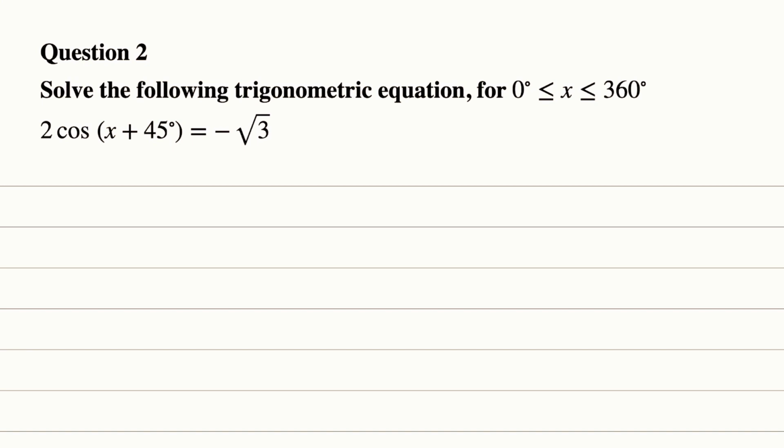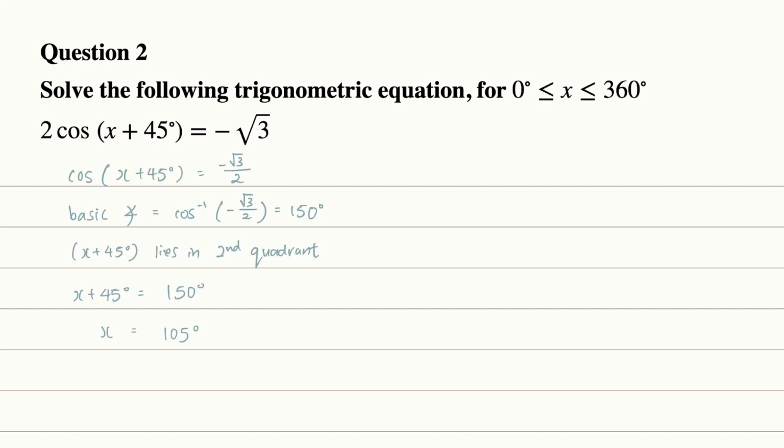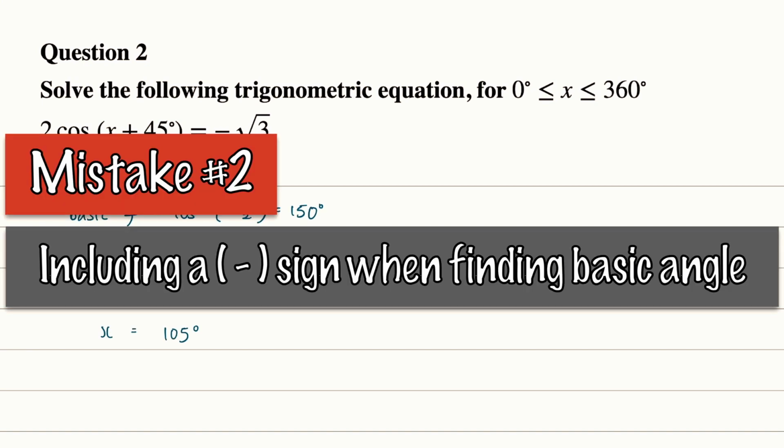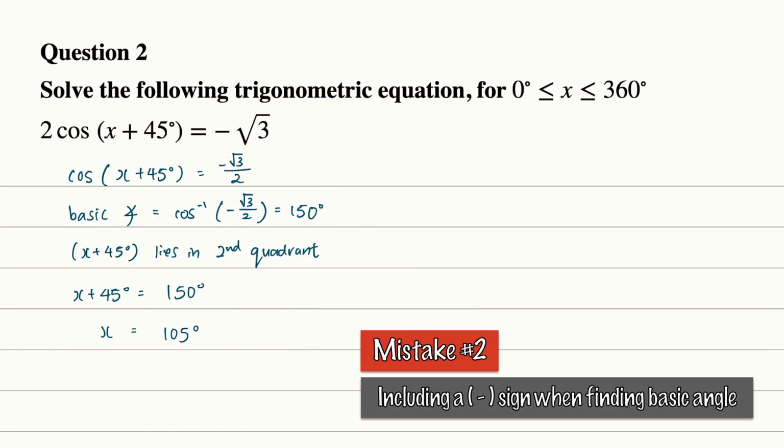Now, the next avoidable mistake that some students might make is to include a minus sign when we find the basic angle of a trigo ratio. This will seriously mess things up, like for this example. Always remember to take only a positive value.